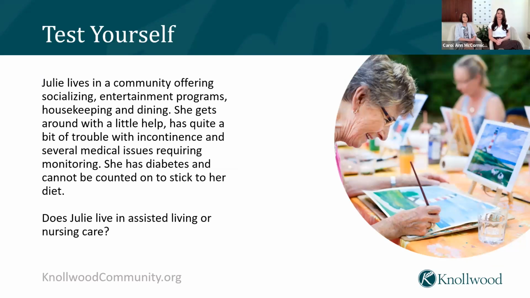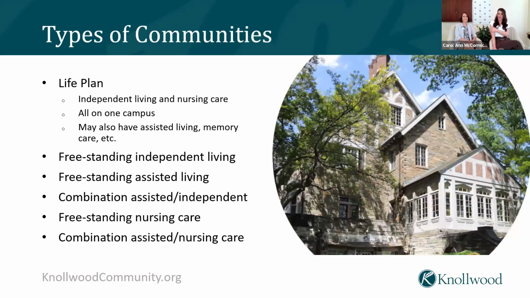And the next test, so there's 2 tests here. And again, you'll get the answers later on to see what you've learned during the presentation. But Julie lives in a place that sounds a lot like Jane and John. And there's socializing, entertainment programs, housekeeping, and dining. She gets around with a little bit of help, but Julie does get around, and she does have a lot of trouble with incontinence and has some medical issues that require close monitoring. One of her medical issues is diabetes, and she really can't be counted on to stick to her diet. Do you think Julie lives in nursing care or in assisted living care? Stay tuned and you'll get the answer. It's a tricky one.